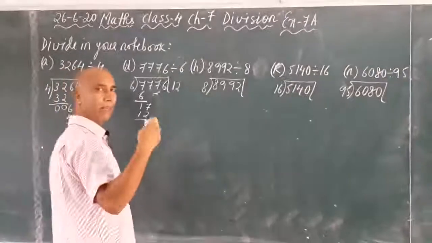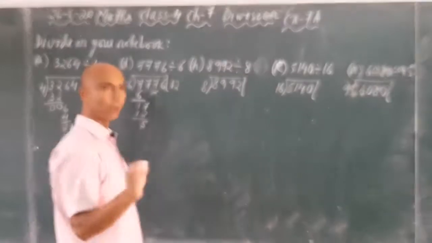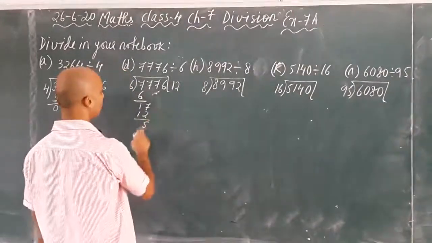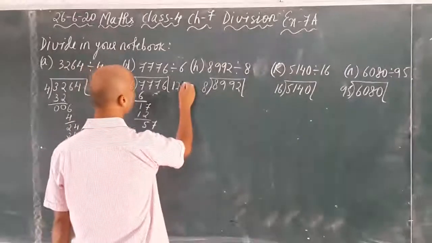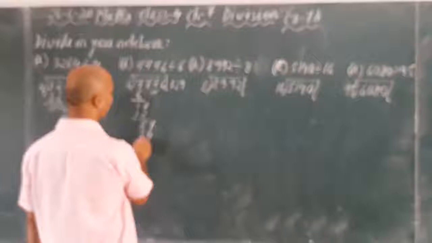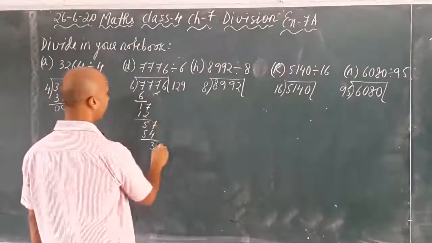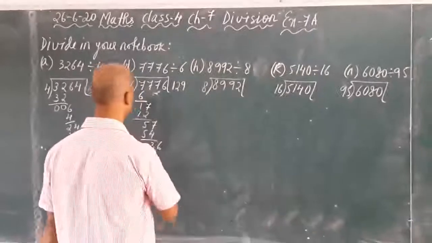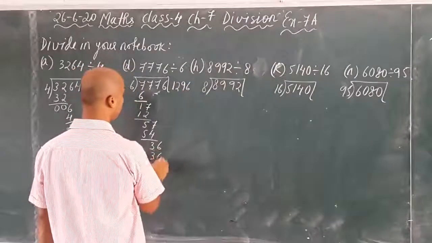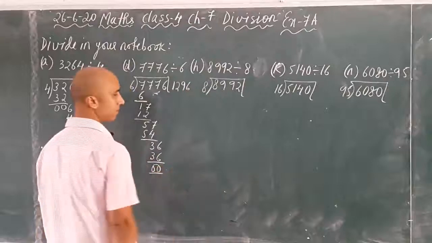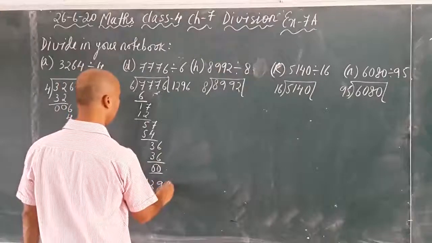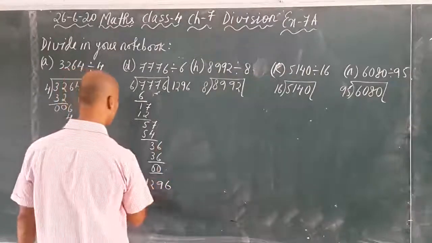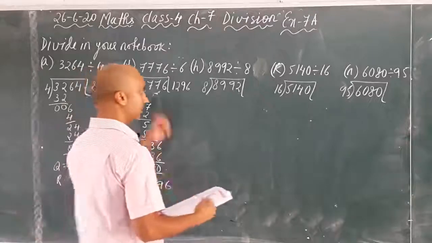If you take it 3 times, it will become 18. So 17 is less than 18, so it cannot go. So 2 times, that is 12. You will bring the next digit, 57. Now 6 will go how many times? That is 9 times. 6 9s are 54. From 57 minus 54, remainder 3, bring down 6, 36. Now 6 will go 6 times. 6 6s are 36, remainder 0. So the quotient is 1296 and remainder is 0.